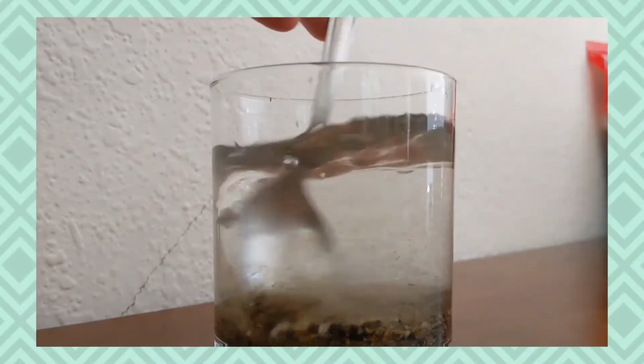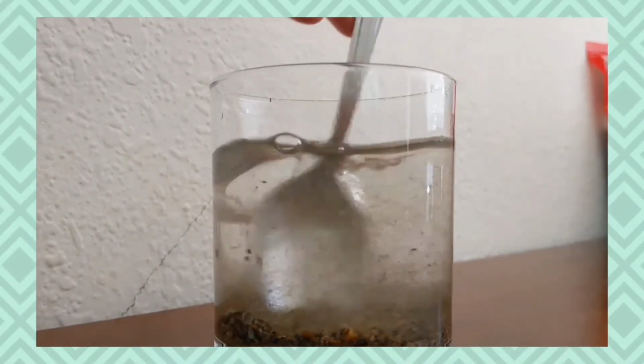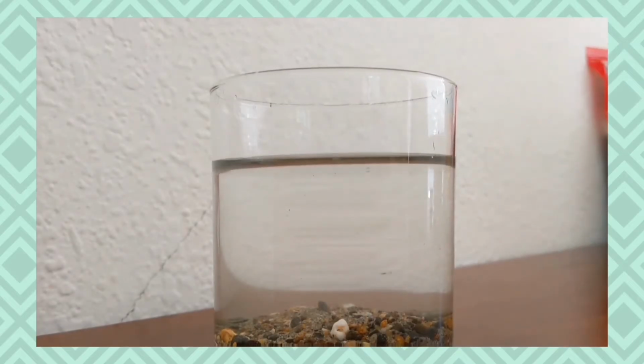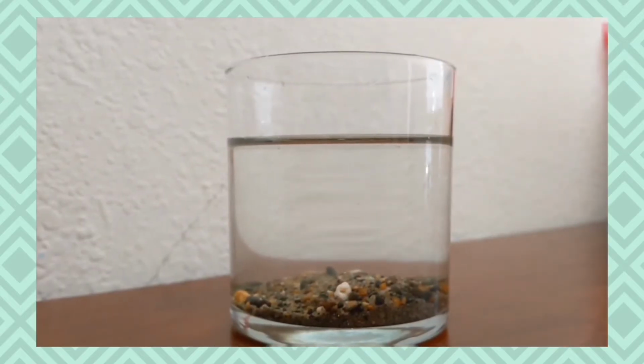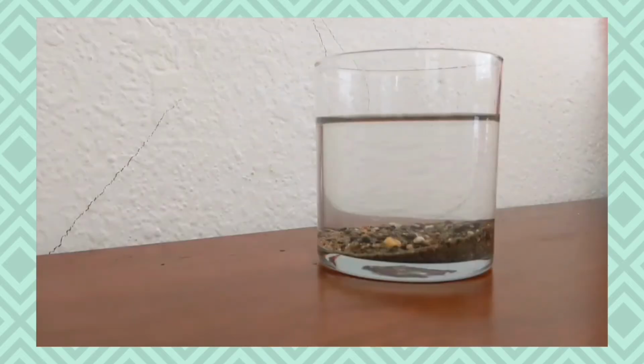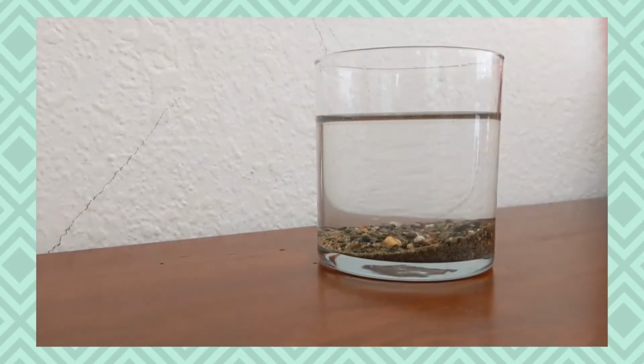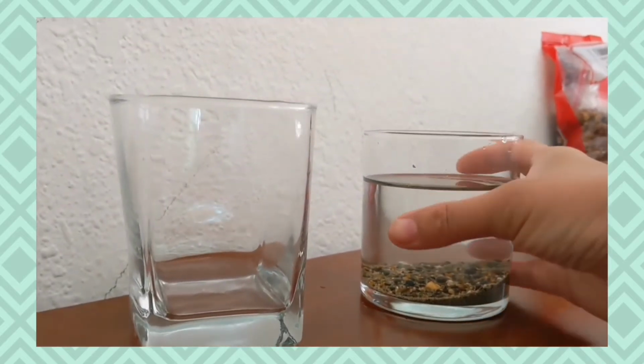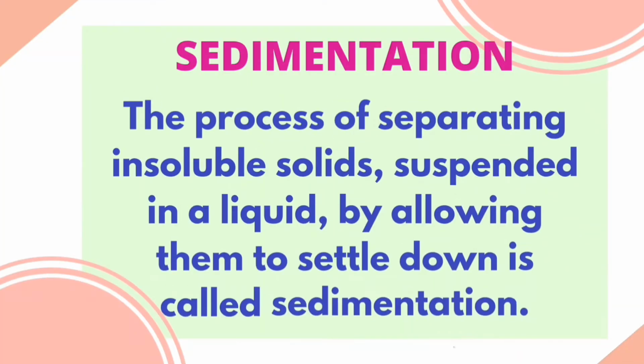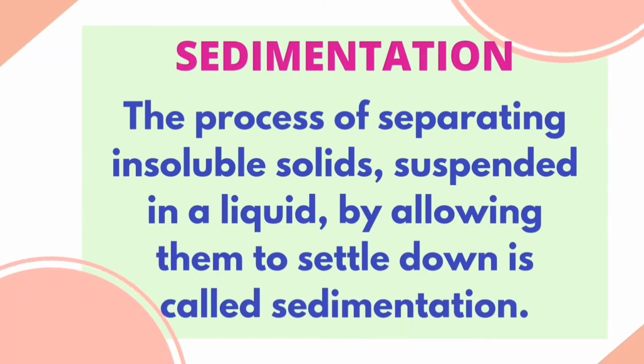Take a glass and fill it 3/4 with water. Add some soil in it and stir it with a spoon. Let it stand for half an hour. As the soil is heavier, it settles down at the bottom of the glass. This process is called sedimentation.